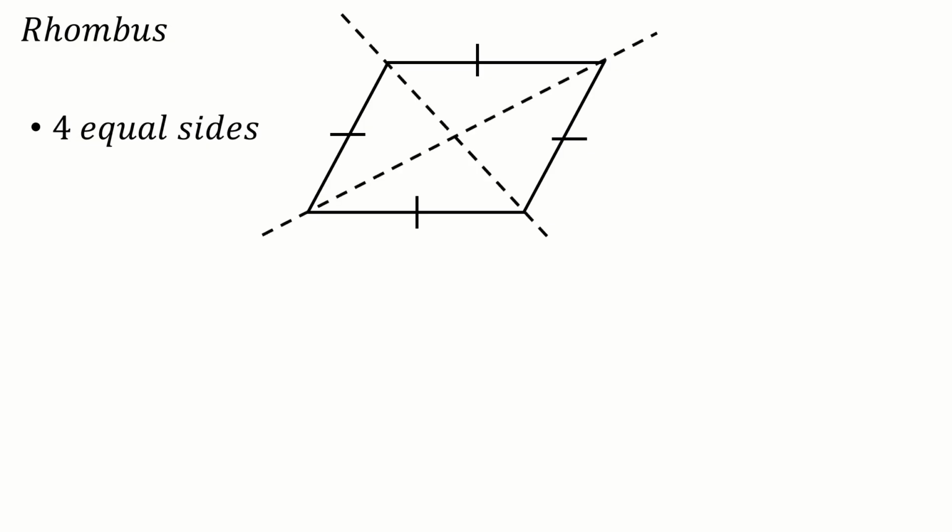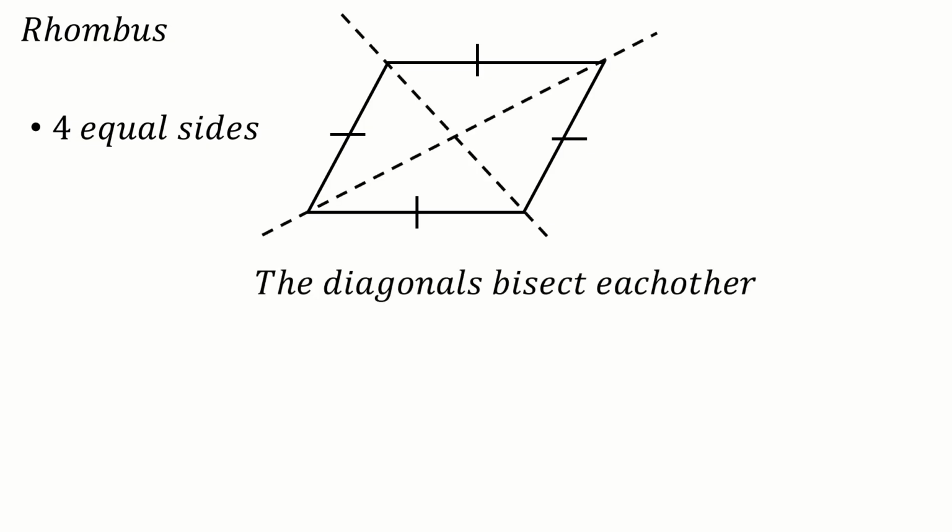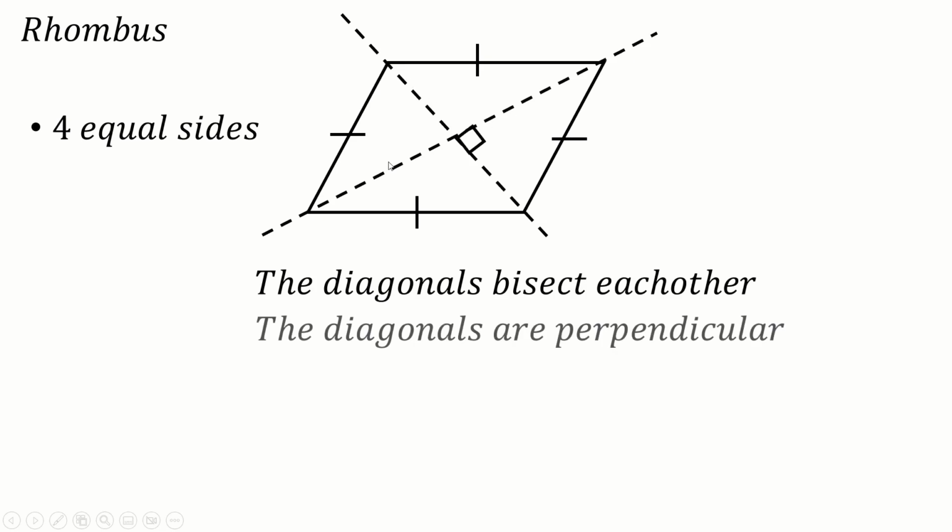And when you look at the diagonals, they bisect each other. They're not equal in length, but they do bisect each other. So whilst one is longer than the other one, usually, unless they're squares, they do bisect each other. So this length is the same as this one, and this one is the same as this one. You also have these diagonals being perpendicular, just like in squares.